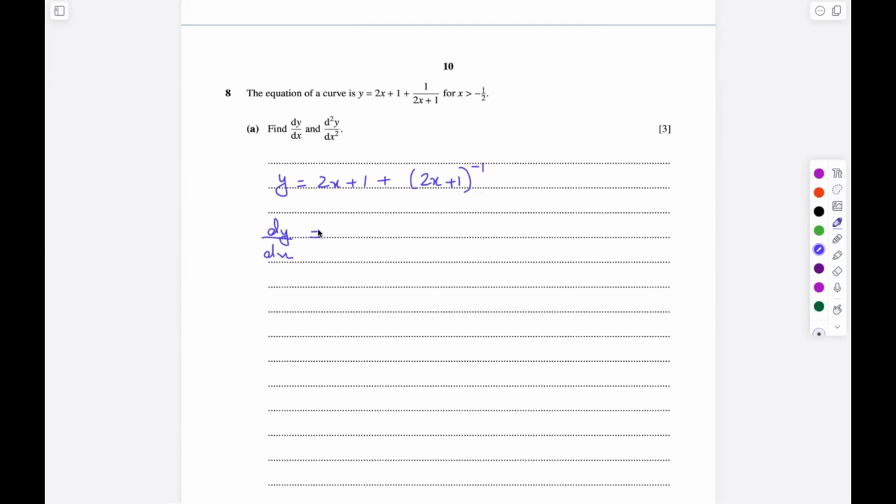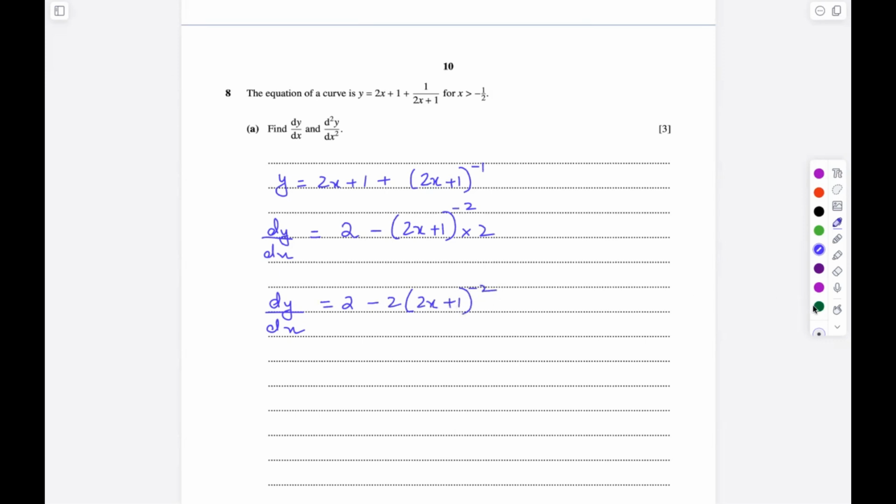Now finding dy/dx. Differentiating 2x becomes 2. Differentiating 1 becomes 0. And differentiating this bracket, the minus will multiply by the coefficient, so that will become minus 1 into (2x plus 1). The power will decrease by 1, so that will become minus 2. And we'll also multiply it with the derivative of 2x plus 1, which is positive 2. So dy/dx is equal to 2 minus 2 into (2x plus 1) to the power minus 2.